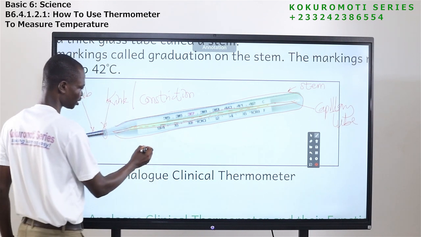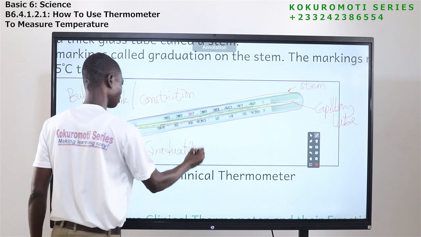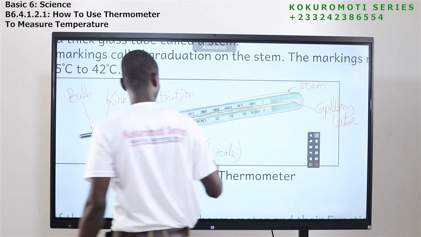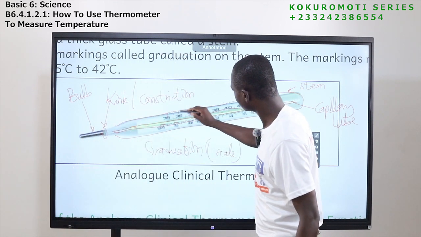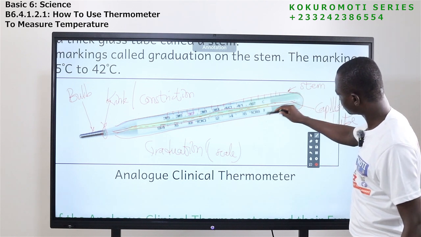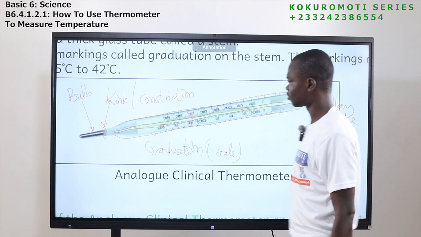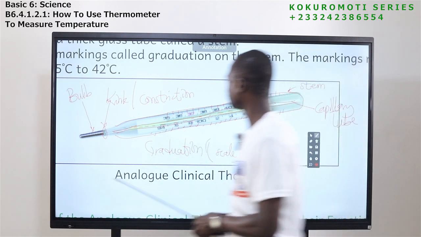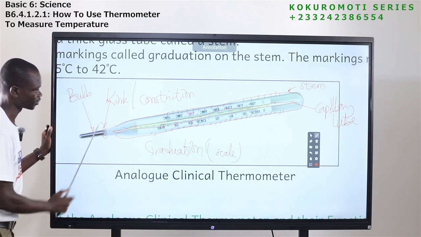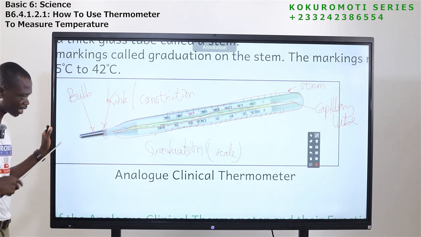And then we have graduation. Graduation, we are talking about the scale. So you see the numbers that we have here. These numbers are the graduations, the scale that is found on the stem. Have you seen it? So the bulb contains the mercury. The kink or the constriction prevents the mercury here from falling back.